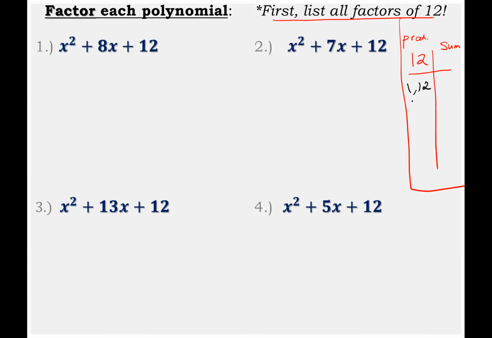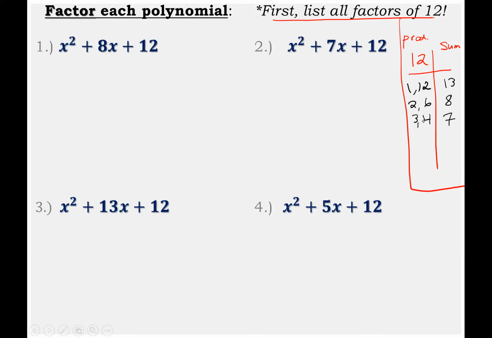Then we'll go to 2 times 6. Then we'll go to 3, which is 3 times 4. The next one would be using the number 4. It would be 4 times 3, but we already covered that. Okay, so this is it. And then if we add up these pairs of factors, we'll have our sum. 1 plus 12 is 13. 2 plus 6 is 8. 3 plus 4 is 7. Okay, good. So this is a list we can refer back to.